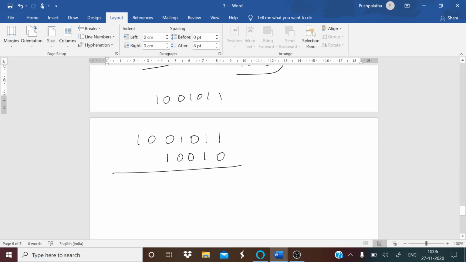Okay, now 1 plus 0. 1 plus 0 is 1. 1 plus 1 is 0 with a carry of 1. 1 plus 0 is 1. 1 plus 0 is 1. 1 plus 0, 1. 0 plus 1 is 1. This 0 and this 1, you write it as it is. This is how you do your binary addition.